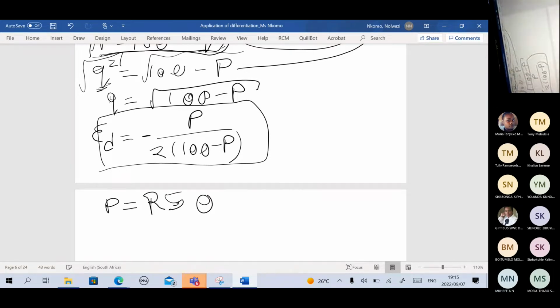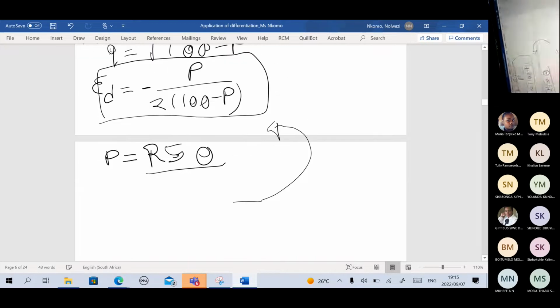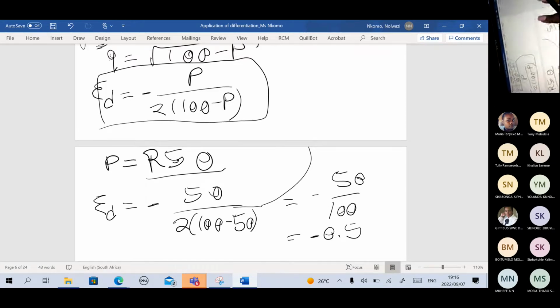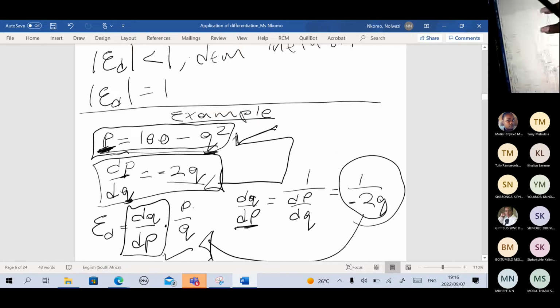If we are asked to find an elasticity of demand at this price, you just have to take this and substitute back here. That means our elasticity of demand would be minus 50 over 2 times 100 minus 50. This is minus 50 over 100, which is minus 0.5, right? Then we go back to our conditions.